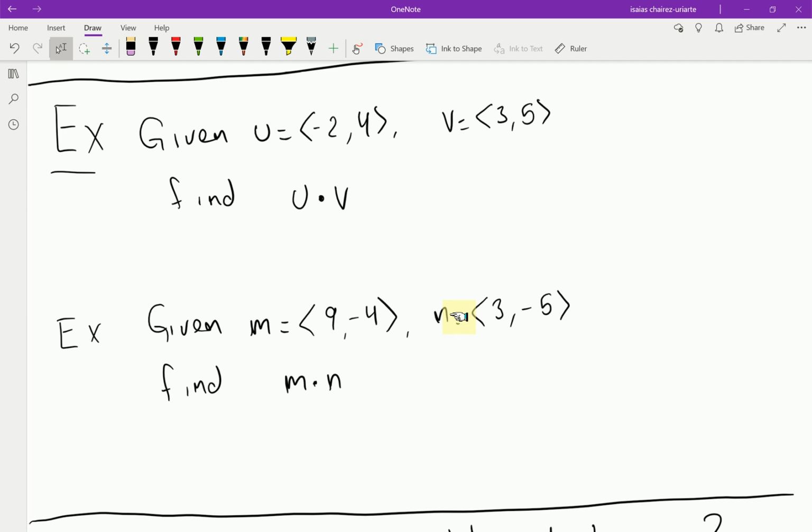Okay, so let me find the dot product of u and v. The dot product is just going to be -2 times 3, so the horizontal component times the horizontal component, plus the vertical component times the vertical component, 4 times 5. Whatever this value is, that's -6 plus 20. So 14.